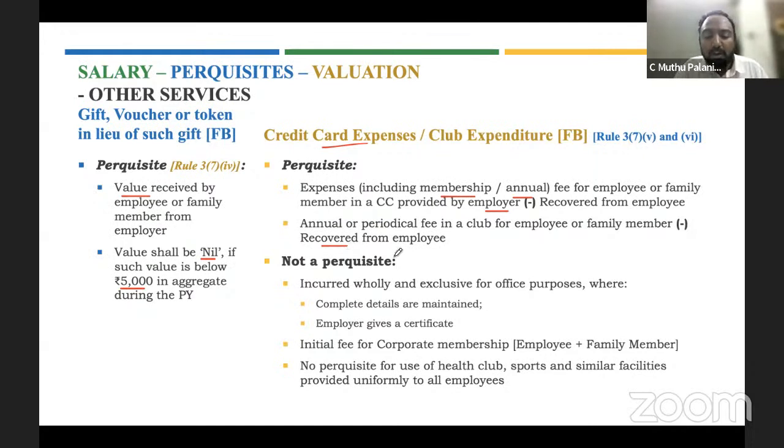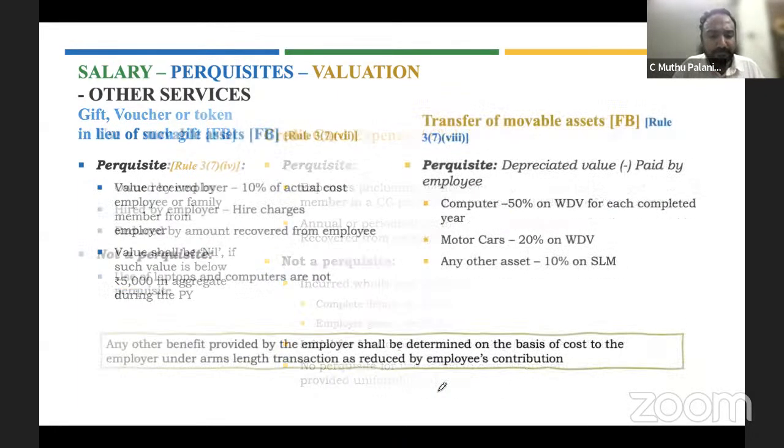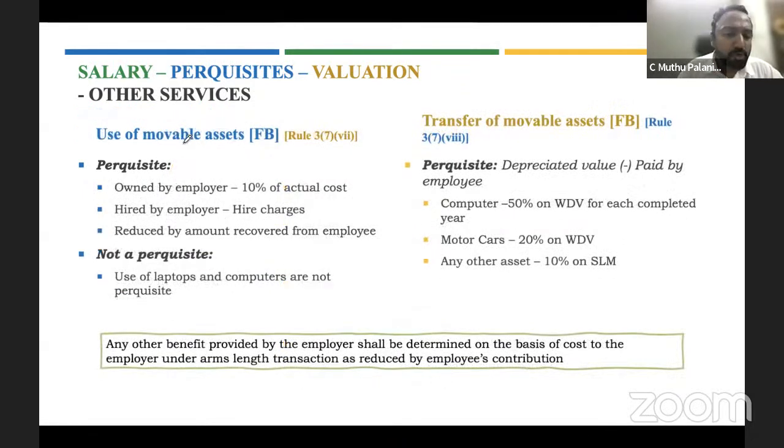So that is also what is not perquisite. If it is exclusively for office purpose, it is not perquisite. Initial corporate membership. So if I have to deposit 5 lakhs for first corporate membership, that 5 lakh is not a perquisite. Initial fee is not perquisite. Subsequent annual fee, membership fee, any expenditure becomes a perquisite. Similarly, it is not a perquisite if it is for all employees. We have already discussed this point. Use of movable asset.